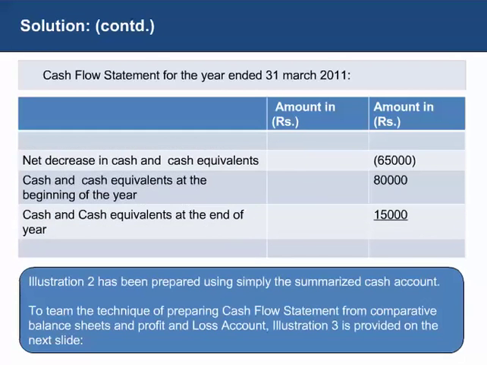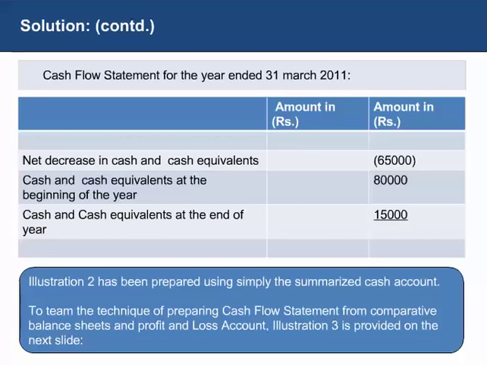Thus, the balance part of the cash flow statement will have a net decrease in cash and cash equivalents of 65,000, which is the sum total of all the above three: operating, investing, and financing activities. Cash and cash equivalents at the beginning of the year was 80,000, 70 plus 10,000. Cash and cash equivalents at the end of the year was 15,000.